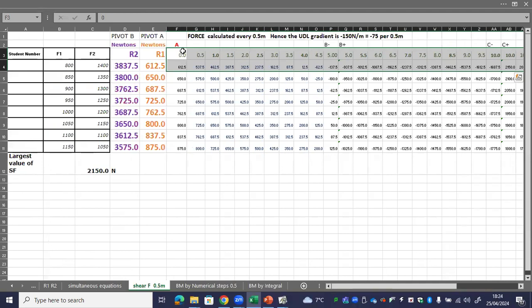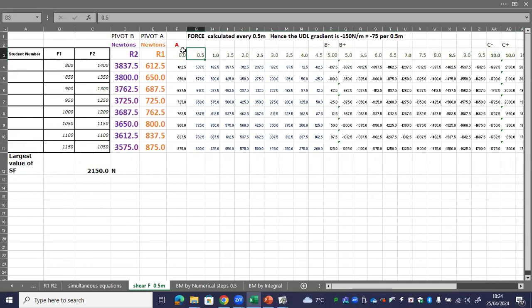So what we've done here is every half meter resolution. So you need a reasonable resolution. So I've picked half meters so that we don't have enormous amounts of columns. So the shear force diagram starts here at the value of R1. So how do we accumulate going along? We've got 150 newtons per meter UDL. So if it's every half meter, then we subtract 75 as we go along from the previous cell up until the 5 meters.